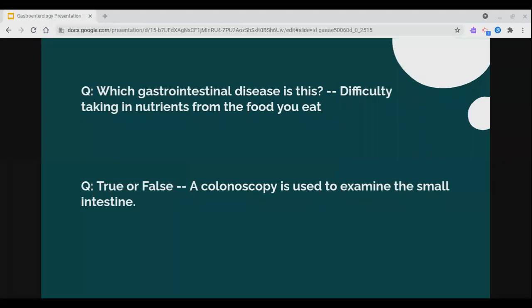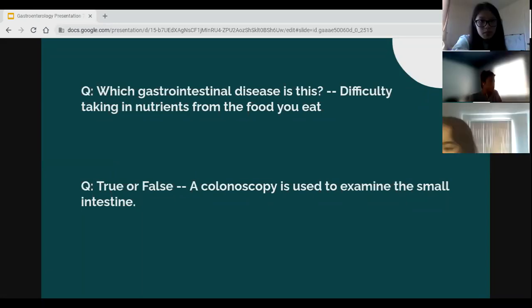So for this first question, I'm going to give a quick description of one of the gastrointestinal diseases that we covered today, and you guys can tell me which gastrointestinal disease you think it matches up with. So the description is difficulty taking in nutrients from the food you eat.